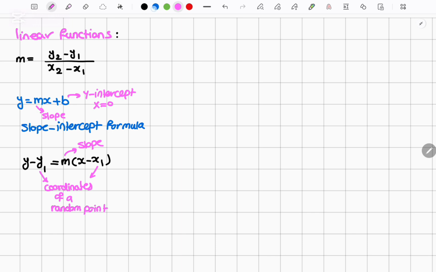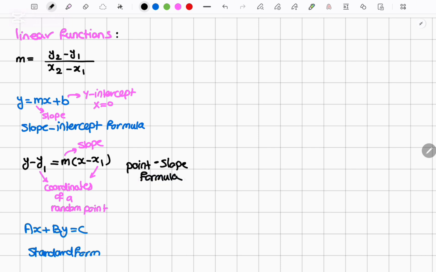The next formula that we're going to talk about is the standard form, in which ax plus by is equal to c. a, b, and c do not represent anything special, not the slope, not anything else. It's just a format of writing the equation, and the name is standard form. Okay. And this is called the point-slope formula.